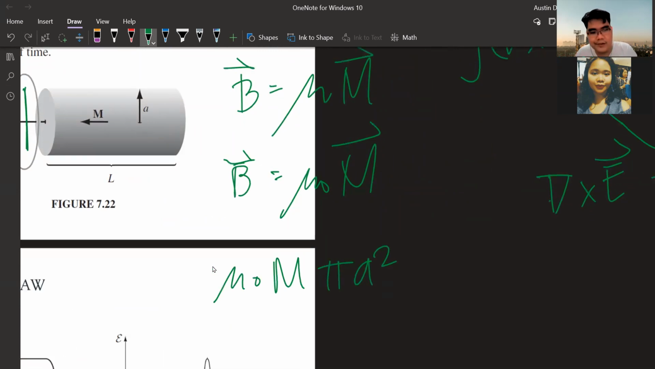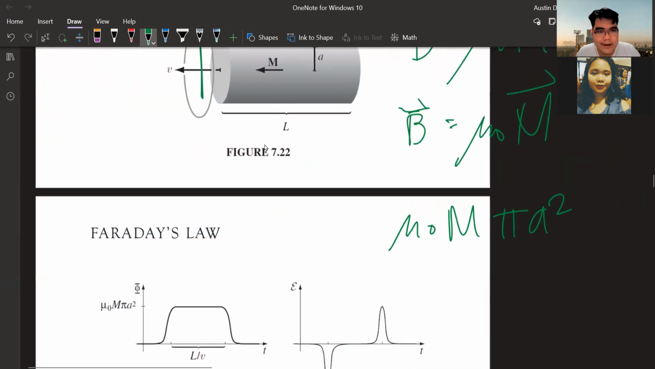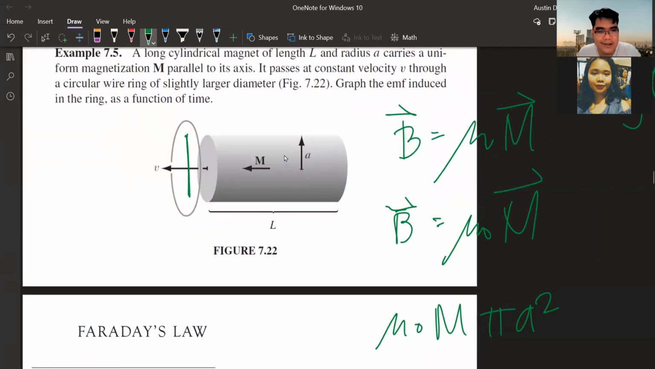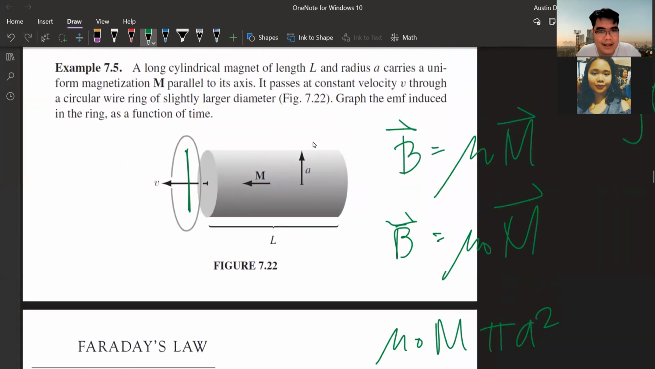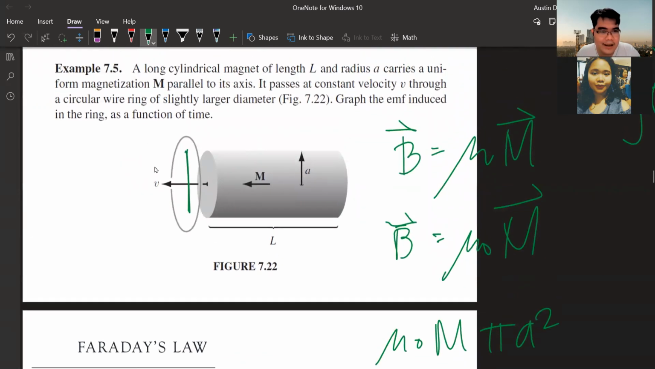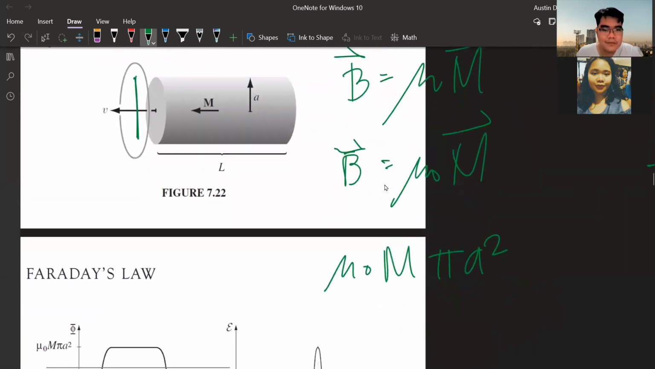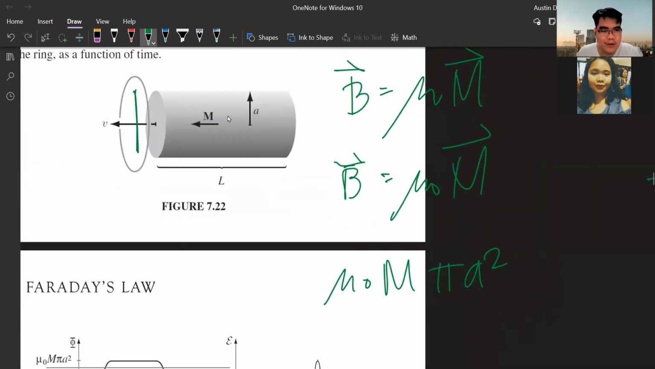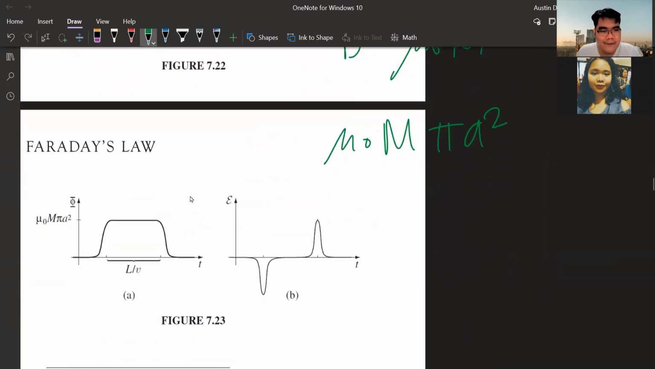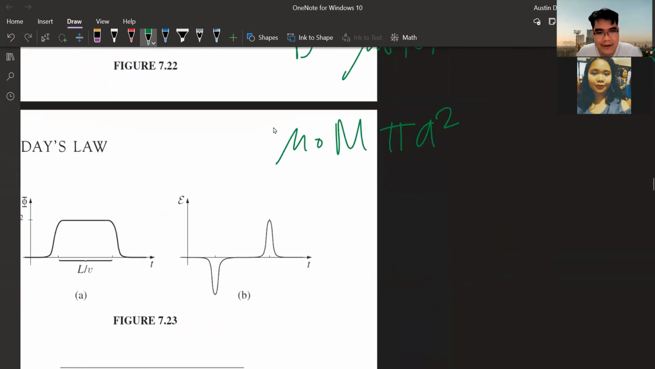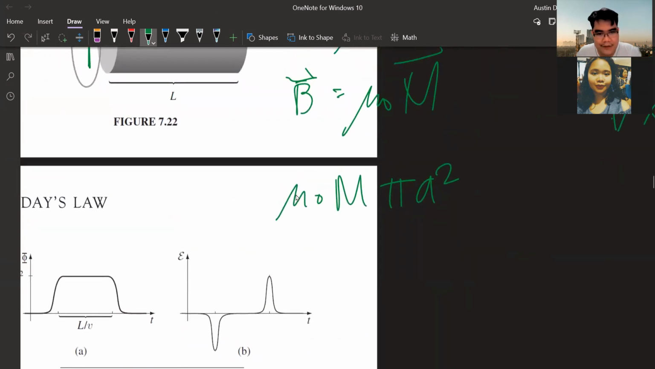Tama ba? Okay? Kasi A yung laki nung cylinder. And sinabi natin yung ring ay slightly larger diameter. So in essence, pwede na sabihin na same lang, A, as long as it would fit. Okay? So we have this flux. Okay, so this is the maximum flux.